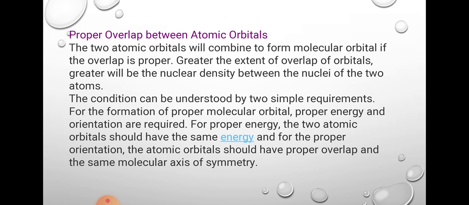Next is combining orbitals must overlap to the maximum extent, means the atomic orbitals which are combining. The combining atomic orbitals must overlap to the maximum extent. Greater the overlapping, greater is the electron density between the nuclei of a molecular orbital and stronger is the bond formed. Next condition, the shapes of molecular orbitals formed depend upon the type of atomic orbitals taking part in overlapping.